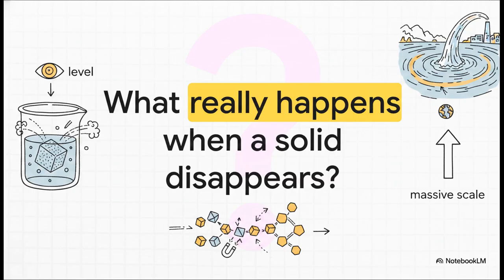We're going to start at the macro level, the stuff we can literally see with our own eyes, and then we'll zoom way down to the micro level to witness the atomic tug-of-war that's taking place. After that, we'll zoom back out to see how all of this impacts our world on a massive scale.